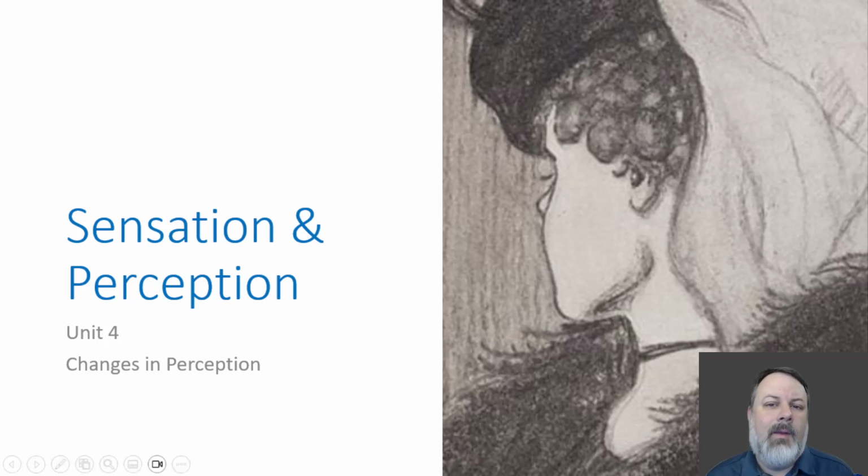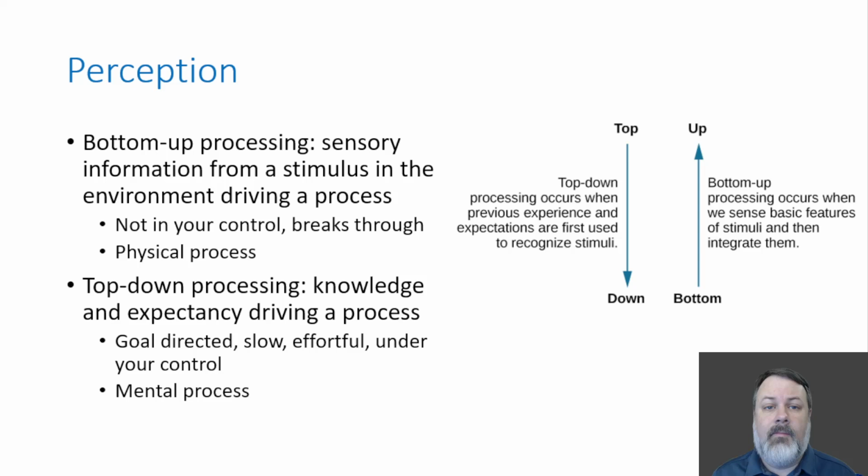Hey everyone. In this section, we're going to discuss more about perception. Perception can be thought of in two different ways. One is bottom up processing, and the other is top down processing. Bottom up processing is when the sensory information drives the process, things that are not really in your control and break through to your perception.